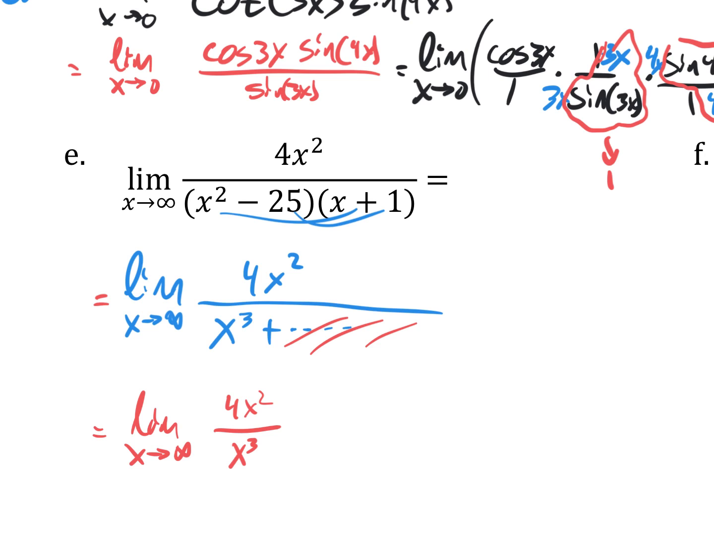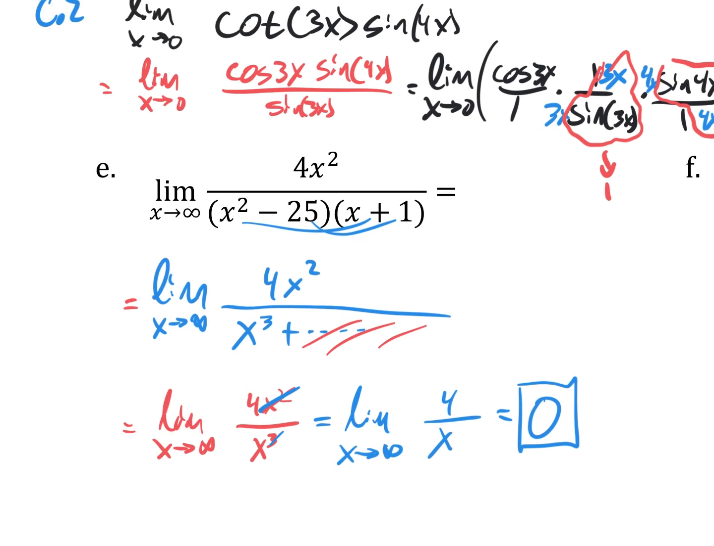Well, this x squared will cancel with 2 of those. So this is the limit as x goes to infinity of 4 over x, which, once we know there's a high degree on the bottom, this whole thing's going to 0, because as this blows up, it's 4 over a gigantic number, and so 0 is the answer. Okay.